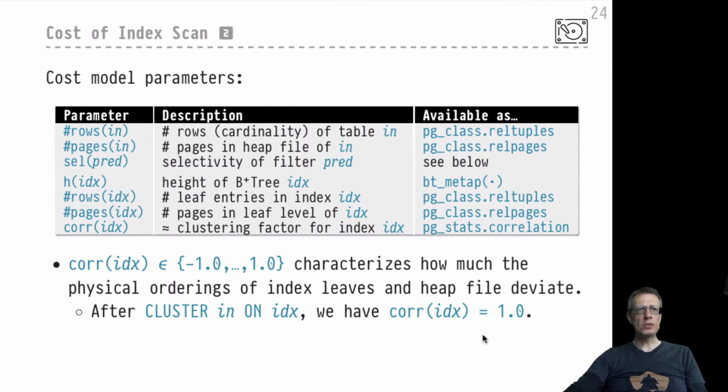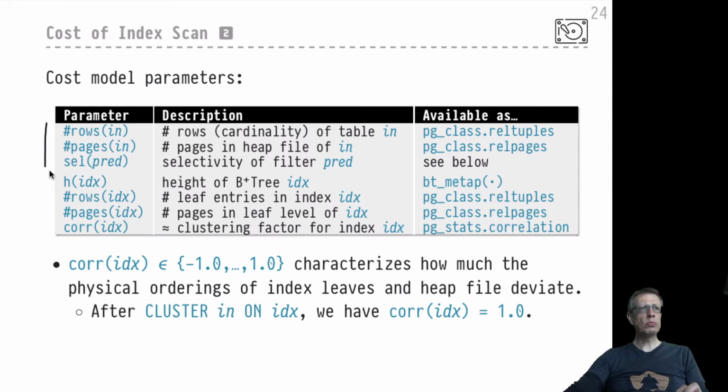We would need meta information next to the default cost model parameters that are defined in the config file of PostgreSQL. We would need information from the database meta level. We have seen these three already when we were talking about the sequential scan: the number of rows and pages in the input file and the selectivity of the predicate that we are assessing.